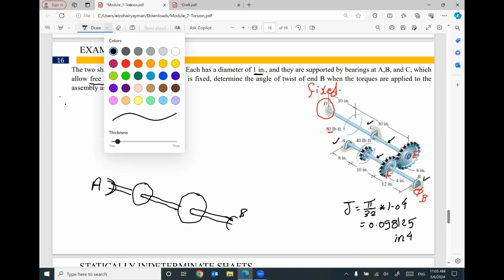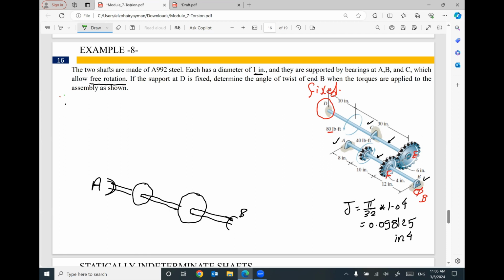We are given an applied torque rotating counterclockwise like this. How much? 40 pound-foot. I started with this one because we have free rotation at B. We have free rotation at A. So this torque will make the whole shaft rotate counterclockwise with the same value, under the effect of the torque 40 pound-foot.